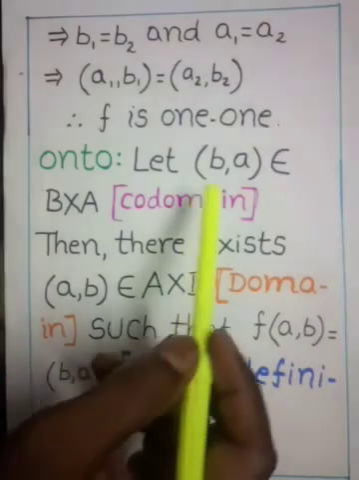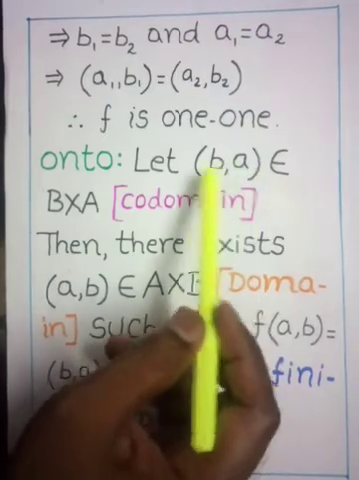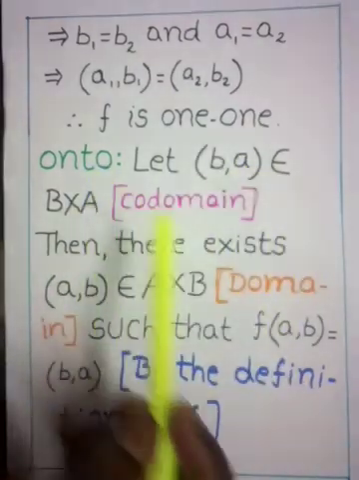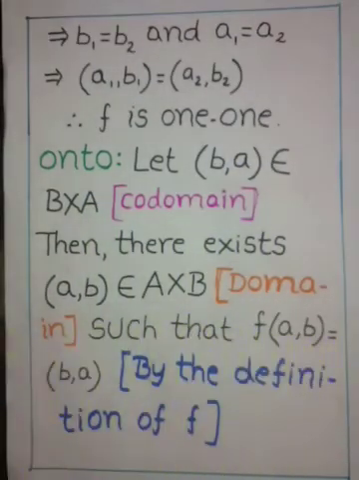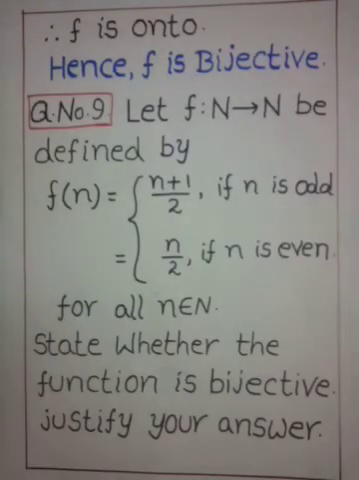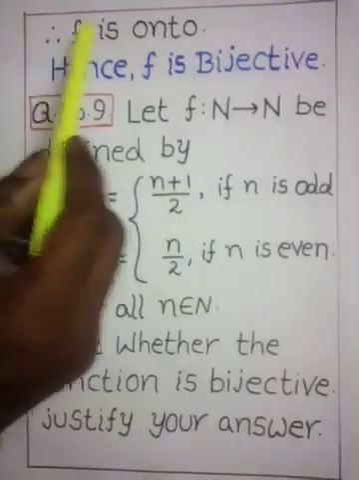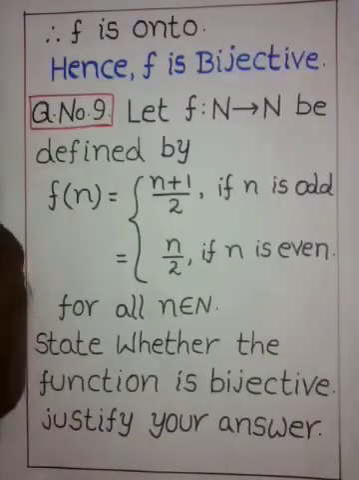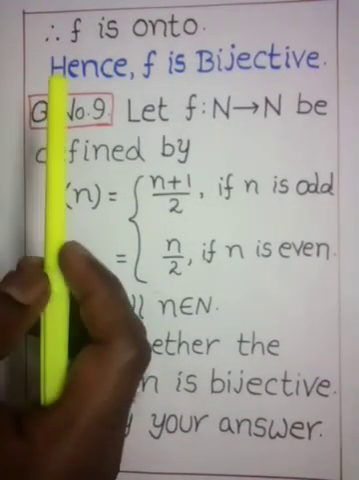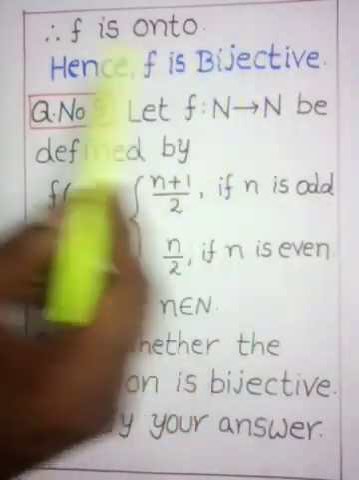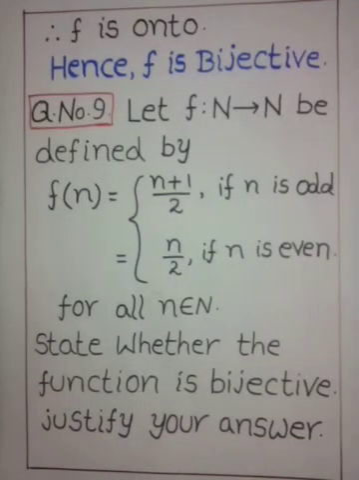So if there is an element in the codomain, the ordered pair (b, a), then its pre-image (a, b) should be there in the domain. It is satisfied by the given function. Therefore, the function f satisfies the onto condition. That is why we can say that f is an onto function. So here f is one-one as well as onto. Hence, we can say that f is a bijective function. Understood, my dear children?